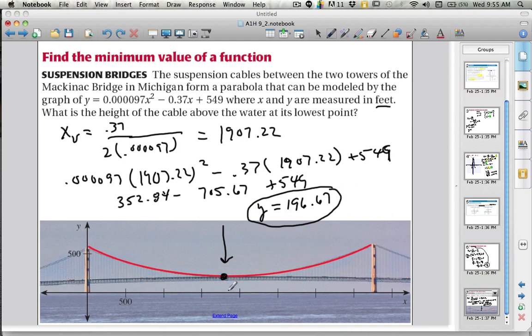feet above the water. Okay, now if I had wanted to do this another way, I could have thrown this equation into Desmos, and I could have found the y-coordinate of the vertex, which might have been simpler. You should use whichever methodology makes the most sense to you.